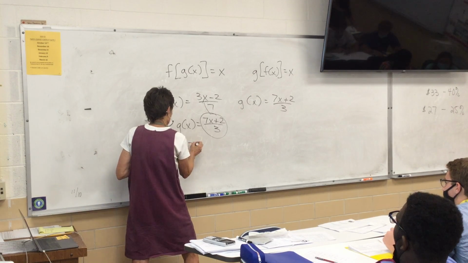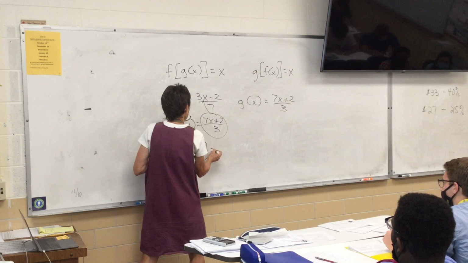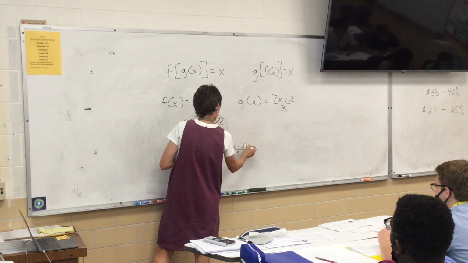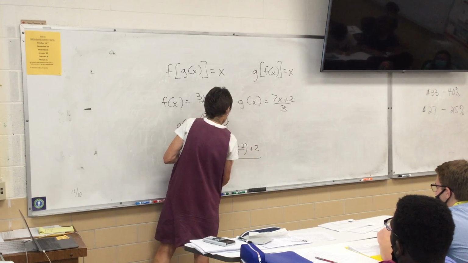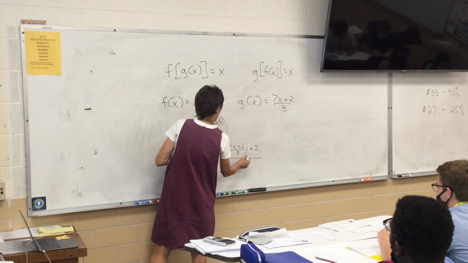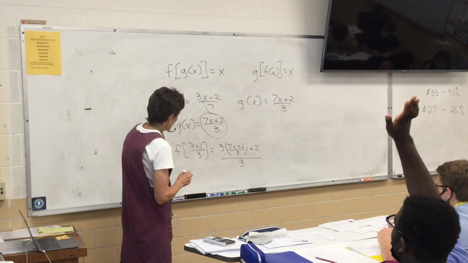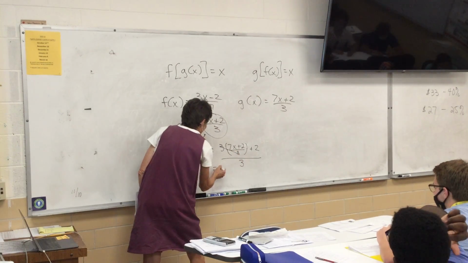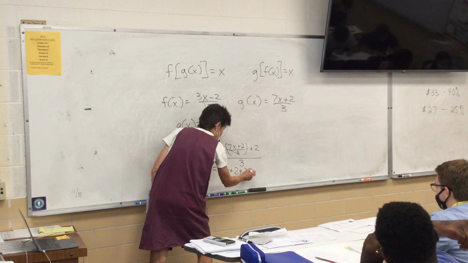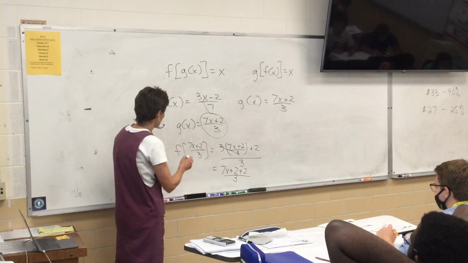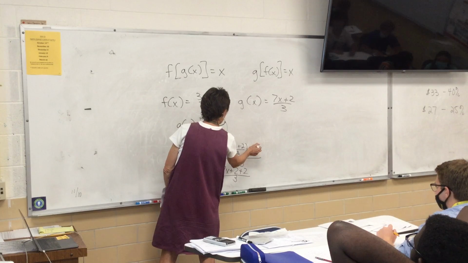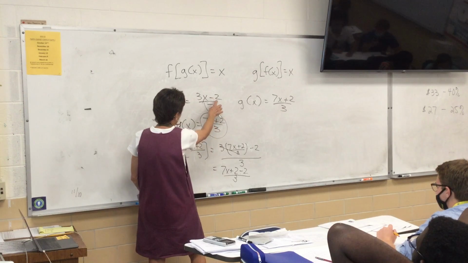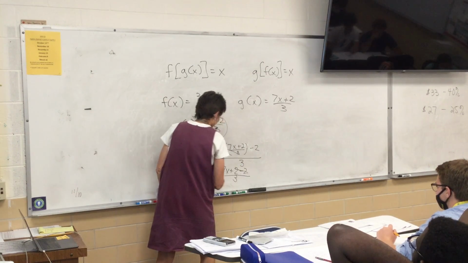So that's going to equal 3 times 7x plus 2 over 3 plus 2 over 3. All right, so what happens there? These will cancel, right? So I've got 7x plus 2 plus 2 over 3. Did I copy something wrong? Oh, yeah, wait. That's a minus 2. I copied it wrong. That's a minus 2. Now the 2's cancel.